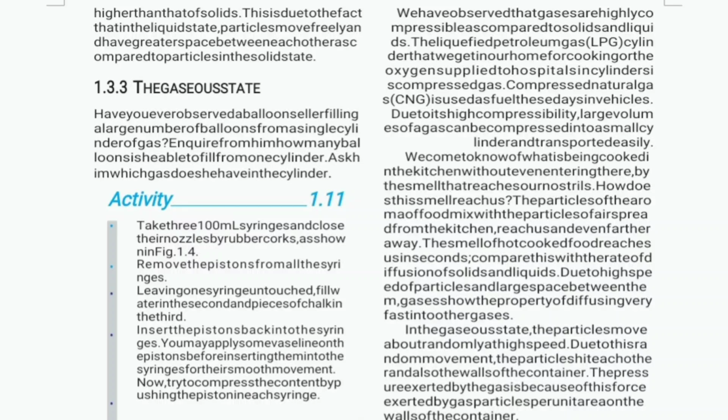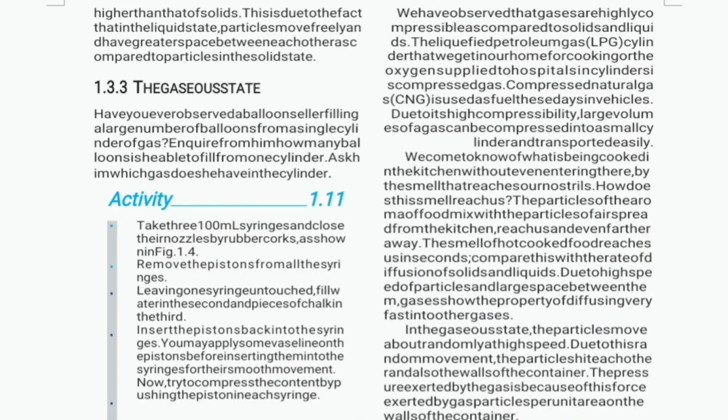1.3.3 The gaseous state. Have you ever observed a balloon seller filling a large number of balloons from a single cylinder of gas? Inquire from him how many balloons he is able to fill from one cylinder. Ask him which gas he has in the cylinder.